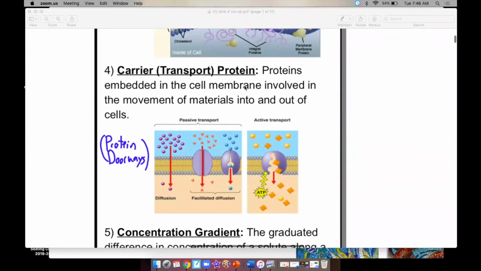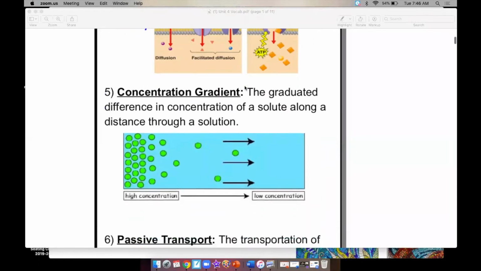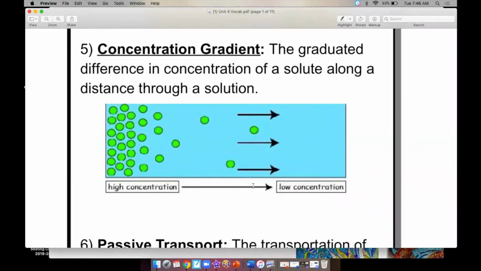Sometimes we need to carry a protein, sometimes we don't. Concentration gradient. All right, guys, focus on this one. People get this confused all the time. Your keystone definition is the graduated difference in concentration of a solute along distance through a solution. No, I don't expect you to know those words. Those are your keystone definition.